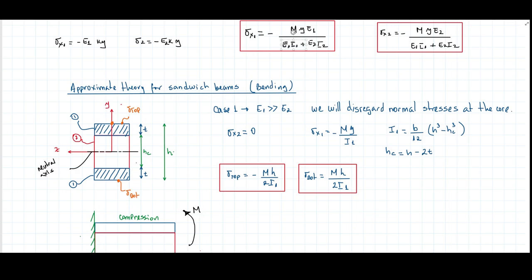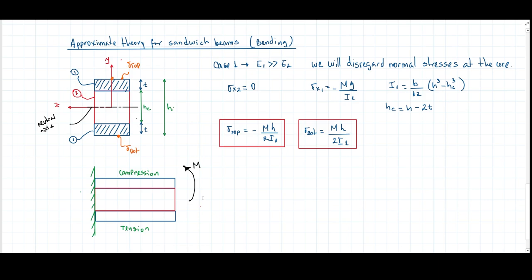Then we have the second case, and the second case happens when the thickness of the top and bottom plate are very, very small compared to the height of the core, material 2. So let me write it down here, case 2: when t is way smaller than h_c.